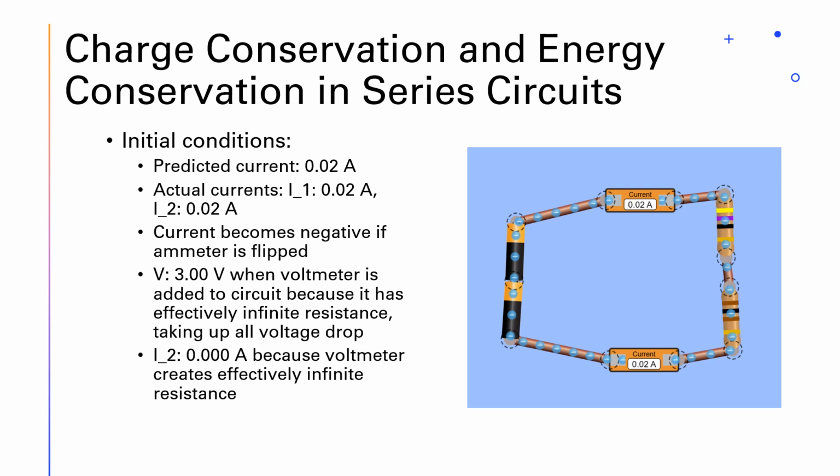For charge conservation and energy conservation in series circuits, the initial conditions were 0.02 amps and 3 volts. The current became negative if the ammeter was flipped, and the voltage was measured to be 3 volts when the voltmeter was added to the circuit because it effectively has infinite resistance, meaning that it takes up all of the voltage drops. The ammeter measured 0 amps when that happened because the voltmeter effectively created infinite resistance, meaning that there should be effectively 0 current.